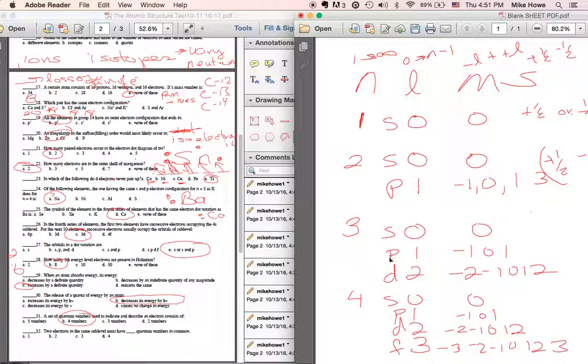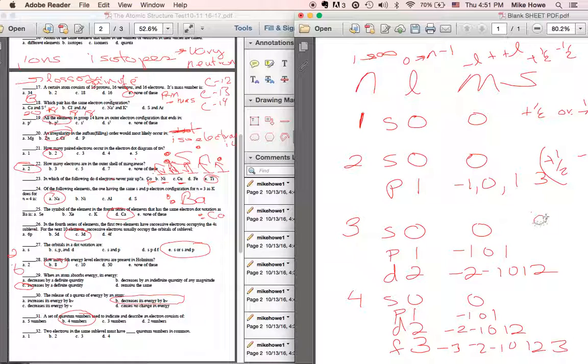Do they have to be spinning the same way if they're in the same sublevel? Well, they have to be opposite ways, don't they? Or do they? They have to be the opposite ways in the same orbital, but they don't have to be opposite ways in the same sublevel. So 2 electrons in the same sublevel might be spinning the same way.